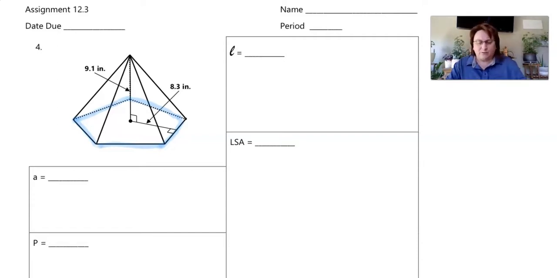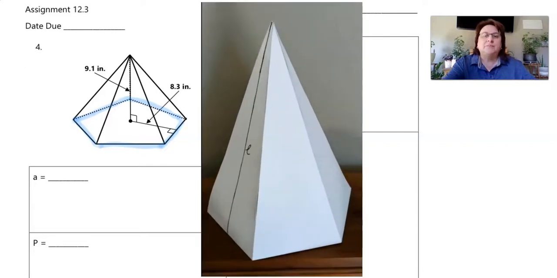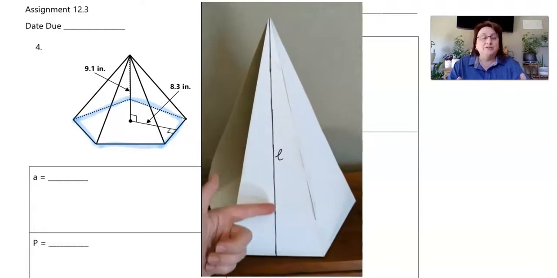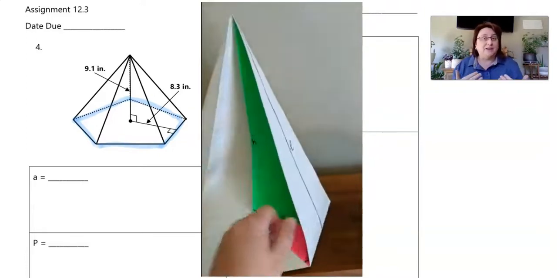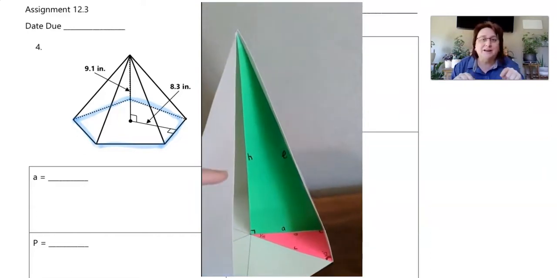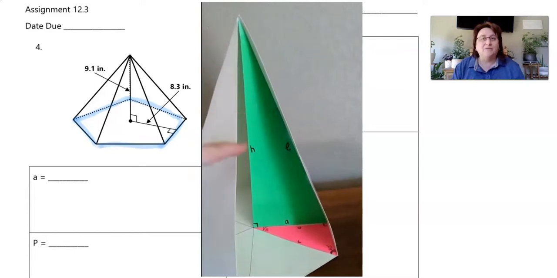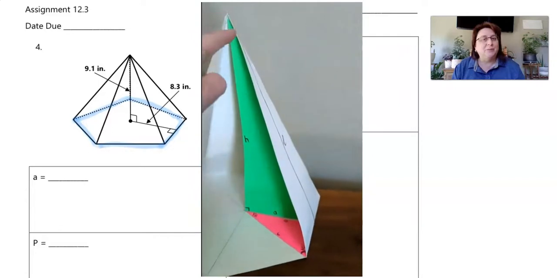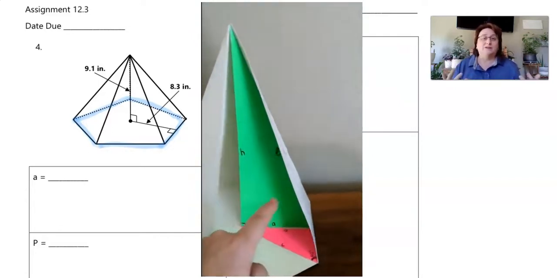So look right here. We've got the 9.1 inches and the 8.3 inches, and we've got these lines. What does that all represent? Let's deviate for just a second. I want to show you this. If you notice right here, I've got this pyramid. And there's the lateral height or the slant height on the outside of that triangle. And look, check this out. See that green triangle that's inside? There's the height of the pyramid. And there's the slant height of the pyramid. That makes up 2 sides of that triangle.